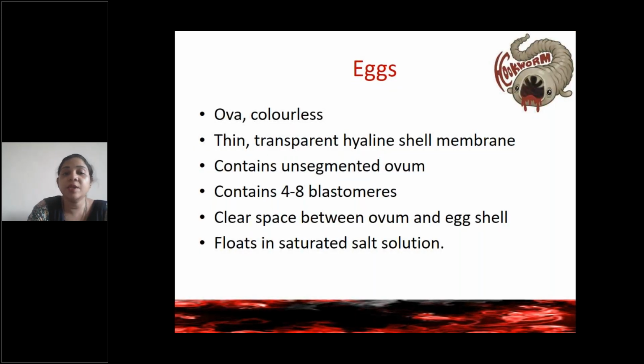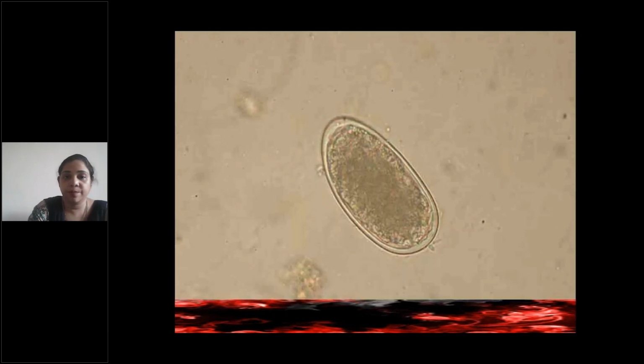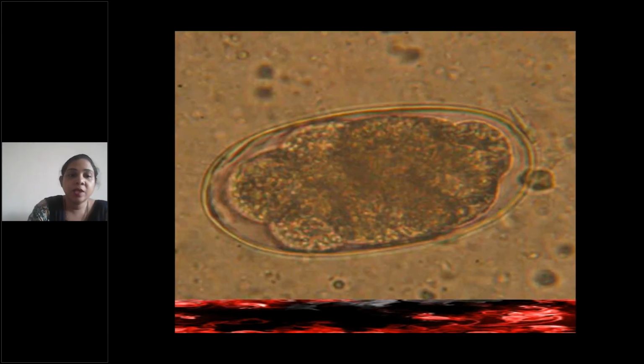It contains an unsegmented ovum with 4 to 8 blastomeres. A clear space is present between the ovum and the egg shell, and it floats in saturated salt solution.